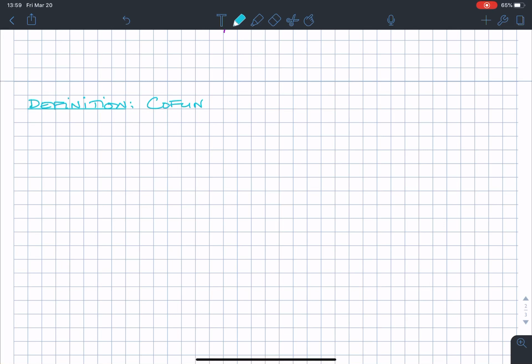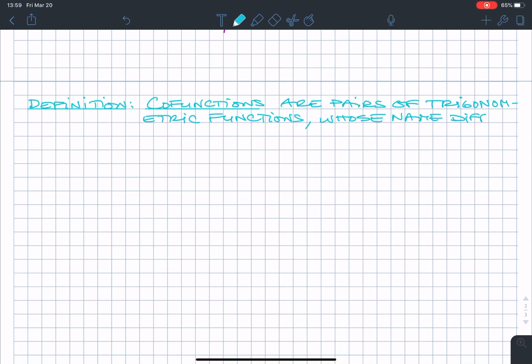Cofunctions, in effect, are pairs of trigonometric functions whose names differ solely by co. That is, i.e., we have sine and cosine are cofunctions. This is one set of cofunctions.